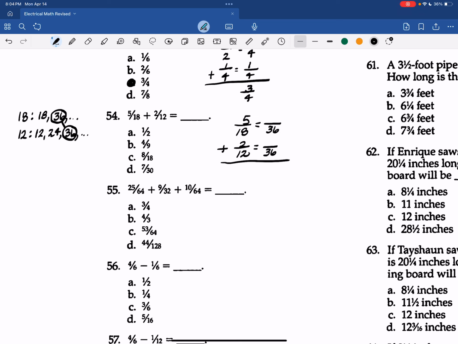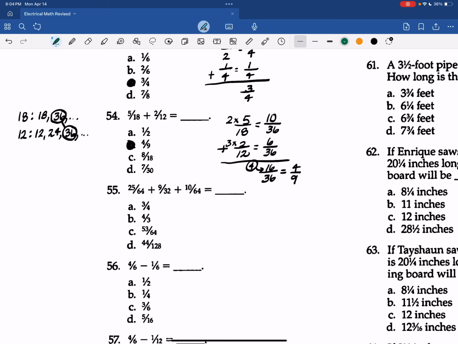Now you could reduce those fractions and use a different one. I'll show you that in just a second. 18 into 36 goes 2 times. 2 times 5 is 10. 12 into 36 goes 3 times, and 3 times 2 is 6. So that gives me 16/36. Reduce that by 4. And that's 4/9. Now let me show you another way to do this.